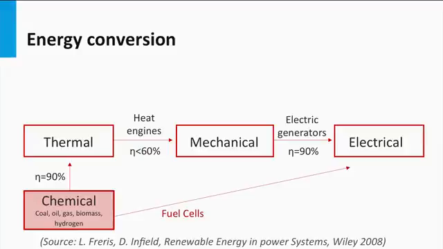Chemical energy can be directly converted into electricity using a fuel cell. The most common fuel used in fuel cell technology is hydrogen. Typical conversion efficiencies of fuel cells are 60%.